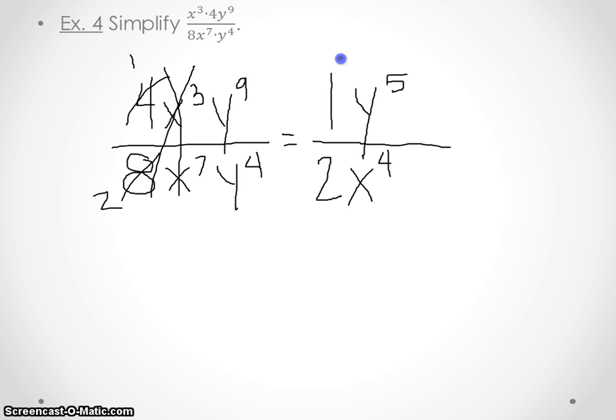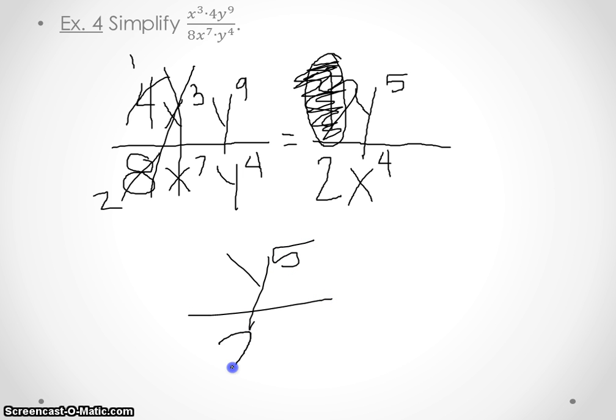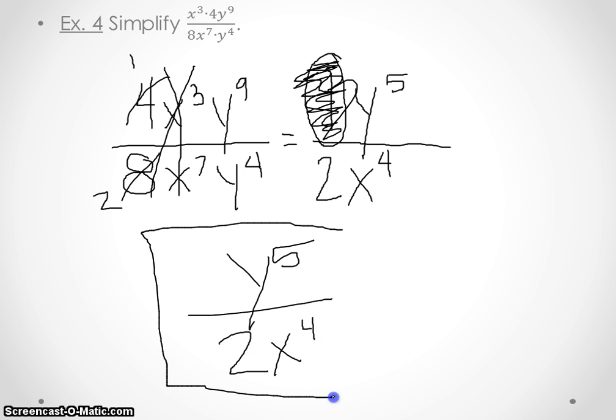The only thing I might recommend doing here is getting rid of this one. This is a matter of personal preference. I think it's redundant to put the 1. You can keep it if you'd like, but I would rewrite this guy as y to the 5th over 2x to the 4th and leave it at that. If you have the 1 in there though, that's not wrong. That'll work for us. Okay, so there is our answer for this guy.